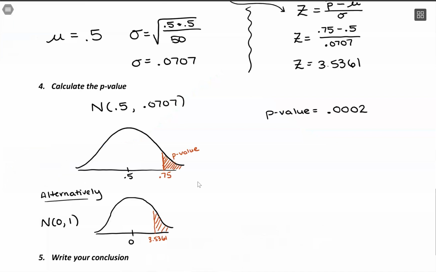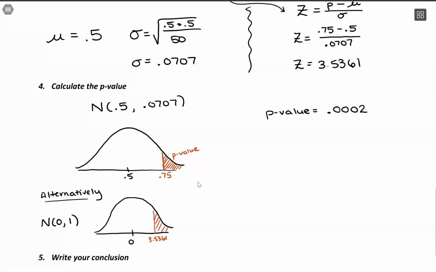I'm mostly going to stick with this first way that I did just because I like it keeps everything in context. You can see the value that we assume is true. You can see where our sample lands in comparison. And while that's being shown here as well, it's a little taken away from context by switching things into z-scores and standard normal. So if you have a preference, either way works. Both of them will get you to the same p-value.